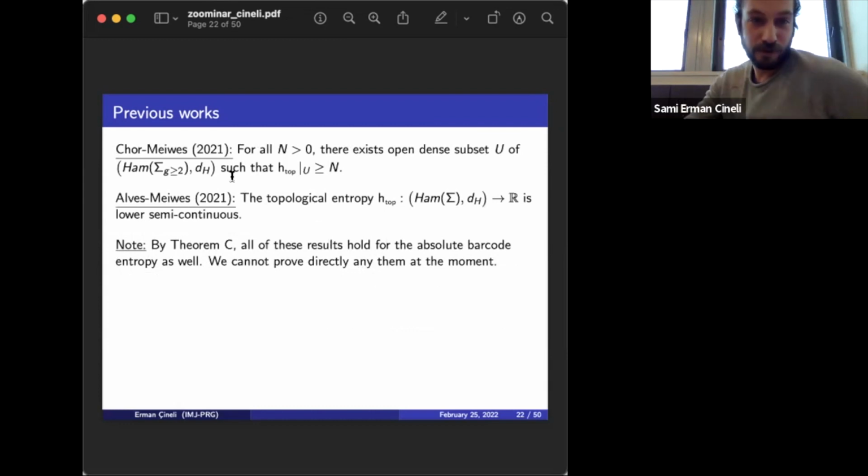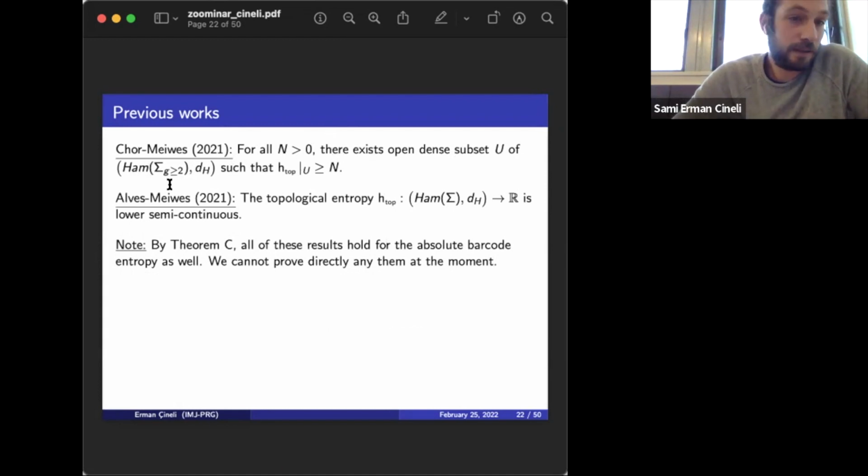Okay, the result by Cineli and Meiwes: they show that for each positive number n, where the genus is at least 2, there exists an open and dense subset U of Hamiltonian diffeomorphisms, with respect to the Hofer metric, such that on U, topological entropy is at least n. And finally, a result by Alves and Meiwes: they show that in dimension 2, with no requirement on the surface, topological entropy is lower semi-continuous, again with respect to the Hofer metric.